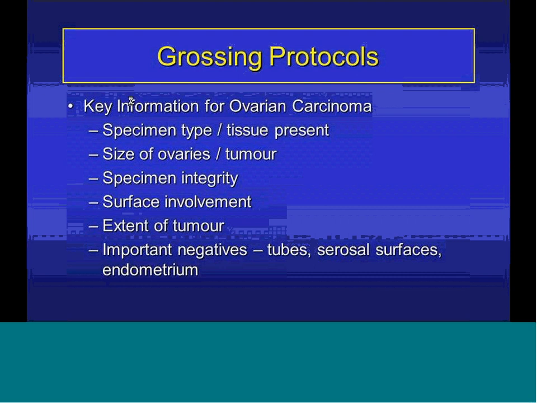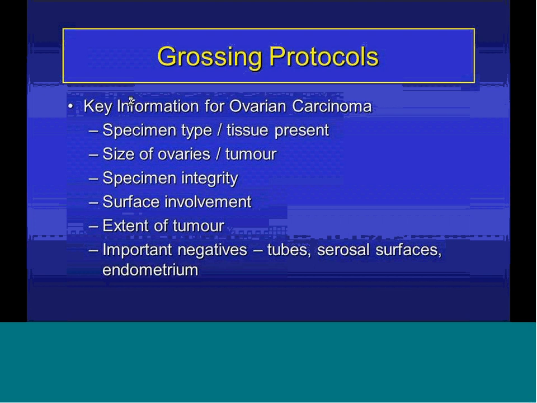A full description is necessary, but I think there's some key information that is really crucial to get into the grossing protocols, and that would include the specimen type and the tissue that are present, both what the surgeon told you they sent in and what you're able to identify. The size of the tumor, which is usually going to be the size of the ovaries, as they'll often be overgrown by most epithelial carcinomas. Specimen integrity is important. Was the ovary intact or did it come out in pieces? Some tumors are much more likely to rupture, granulosa cell being a very common tumor that will rupture, and many tumors will be stuck down and cannot be pulled out intact, and that has important points for staging.